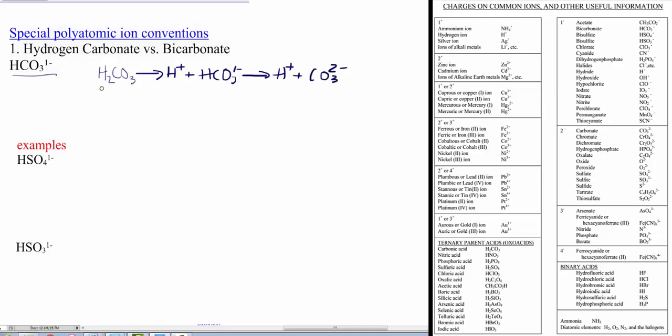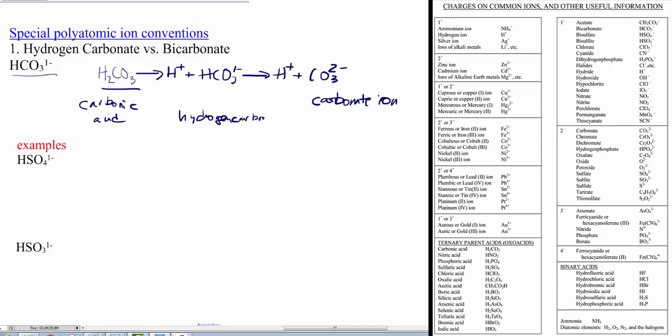Now, by our naming conventions, this acid here, which is listed on your acid sheet as carbonic acid, would yield the ions HCO3 - and CO3 2-. Ic acids make ate ions, which would imply then that CO3 2- should be named the carbonate ion. So again, carbonate ion should be the name of CO3 2-. And following the conventions we discussed last class, HCO3 - should be known as the hydrogen carbonate ion.